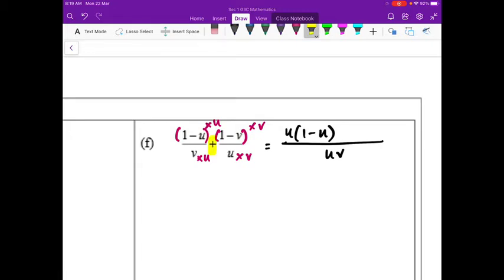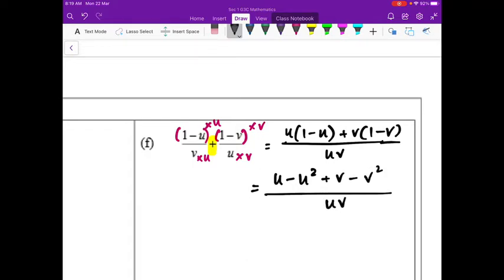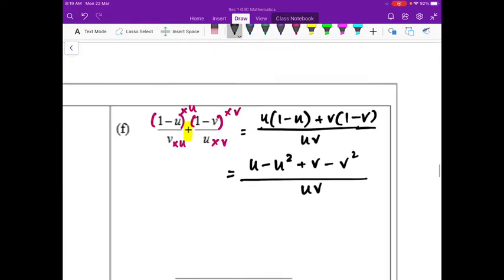If it is a plus, generally no problem. But if it is a negative, then we solved a lot of problems last year already. If it is a negative, we will tend to forget to multiply the negative sign to the negative v also. But today is positive, so it's fine. But let's just be consistent. v, 1 minus v. And now we expand. u minus u squared plus v minus v squared over uv. This is the simplified form.